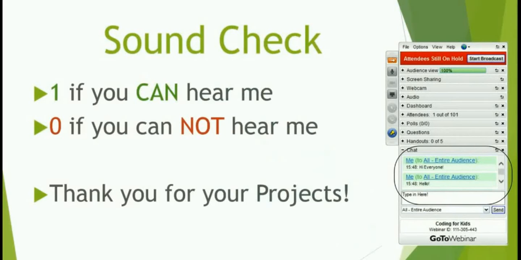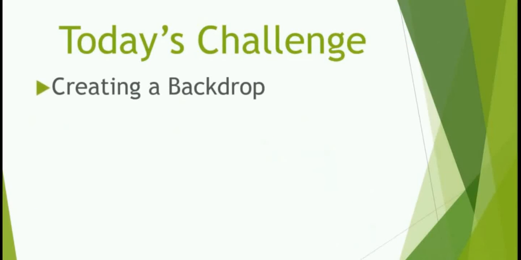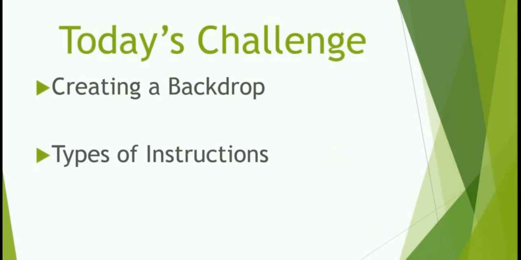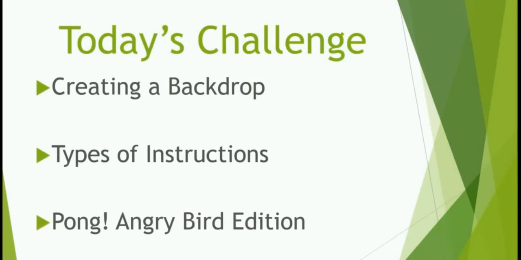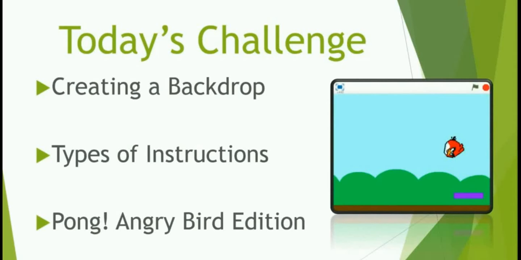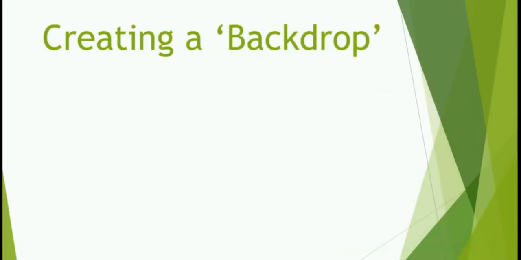Now let's have a look at today's challenge. Today we're going to be creating a backdrop, which is exactly how we were doing it for creating a sprite, but we're going to do it for the background of the project, or the stage. We're going to be looking at the types of instructions today, so if you're wondering what a for block does or what an if block does, we'll look at all that today. And we're going to be looking at making Pong, which is one of the very first games that was ever made. But we'll make a little spin on it ourselves and we'll do an Angry Bird edition. So I hope everybody's excited for today's lesson. Let's look at the first part, creating a backdrop.